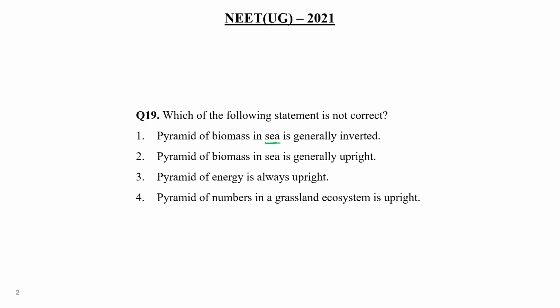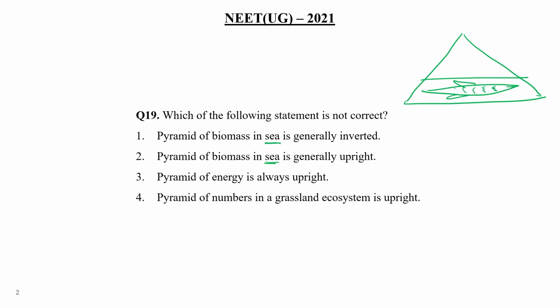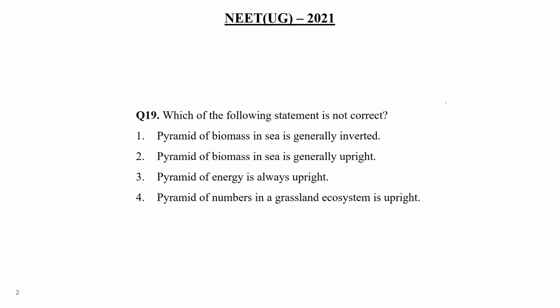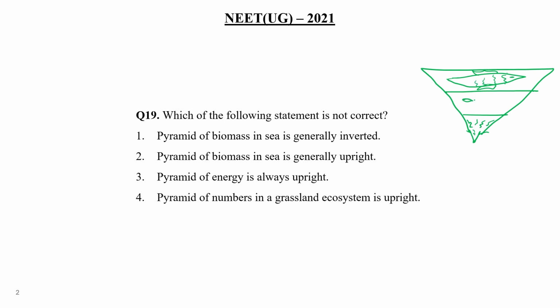Pyramid of biomass in sea is generally upright or inverted? This is the pyramid. On the bottom, there are phytoplankton and zooplankton, whose biomass is comparatively small. On the top, there is a shark or fish. So is the biomass of the shark or fish present on the lower position? No. On the upper position, the sharks and whales have much more total biomass than the small fishes or zooplanktons at the lower levels. So this one is inverted.